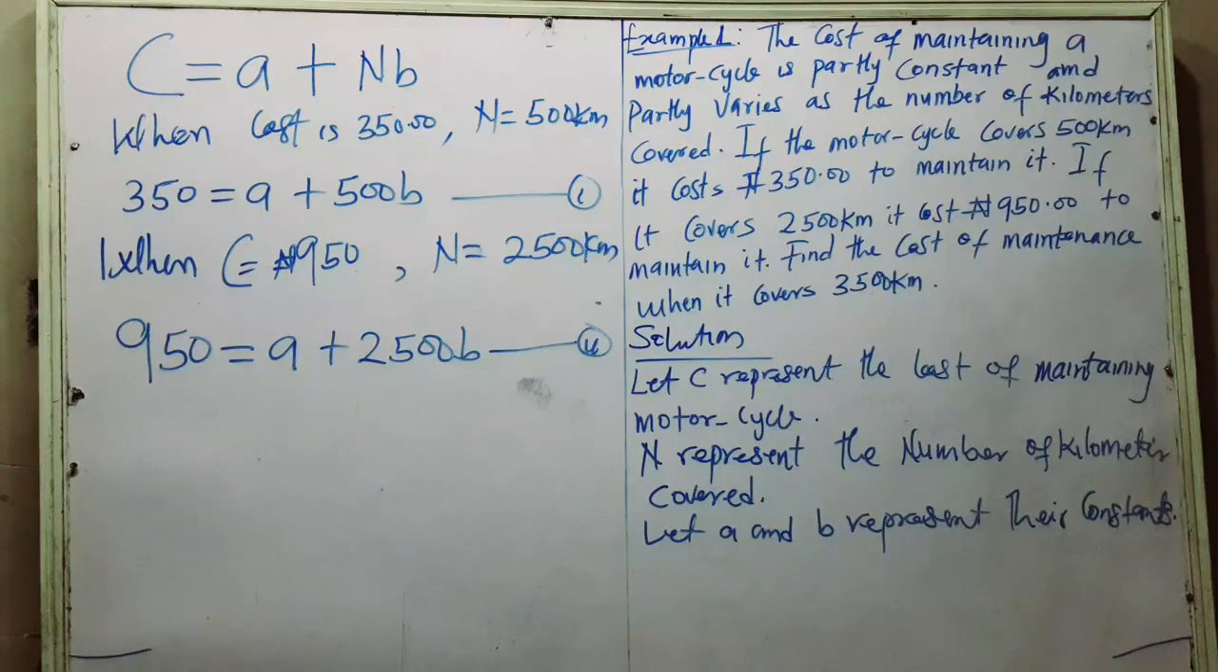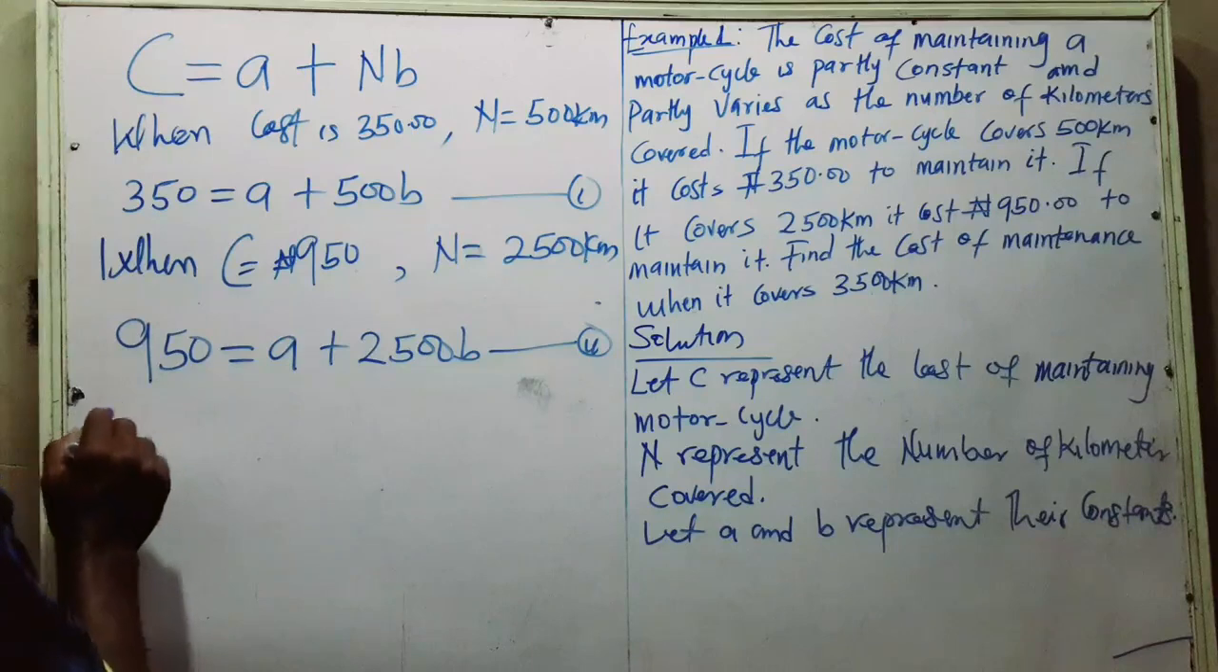From the question, we are able to deduce the algebraic form. The first one is 350 is equal to A plus 500B. The second one is 950 is equal to A plus 250B. So let's try to combine the two equations together to have a reasonable answer.